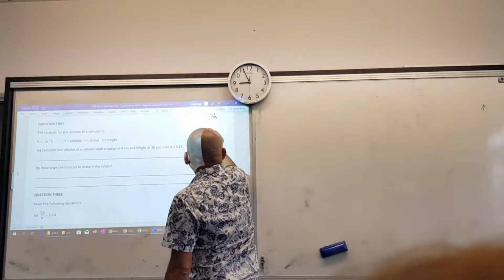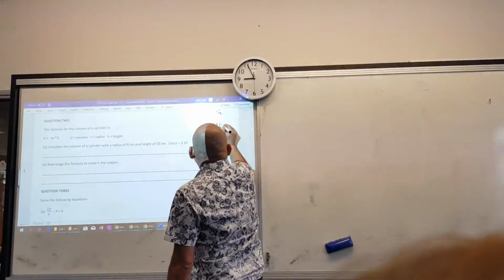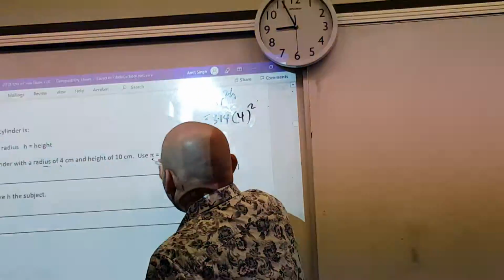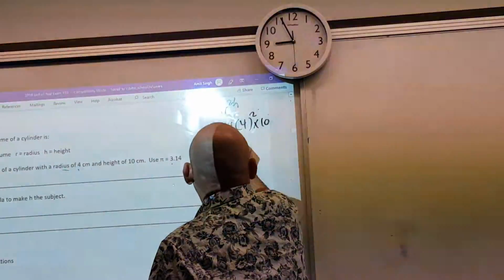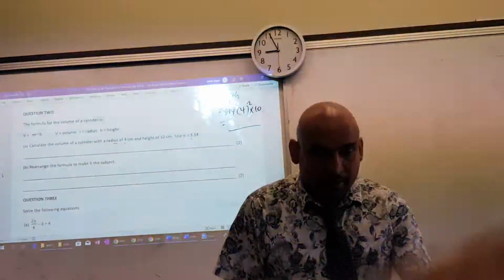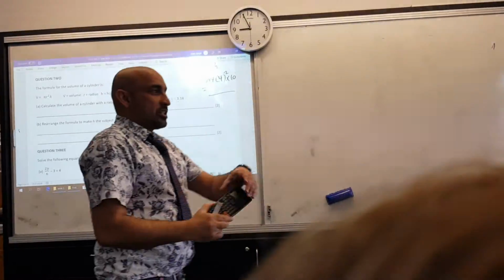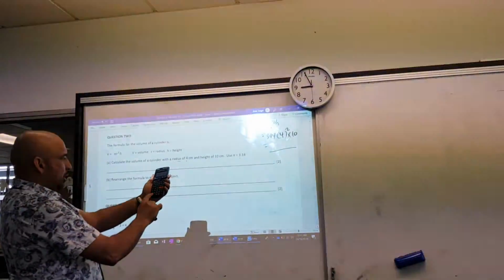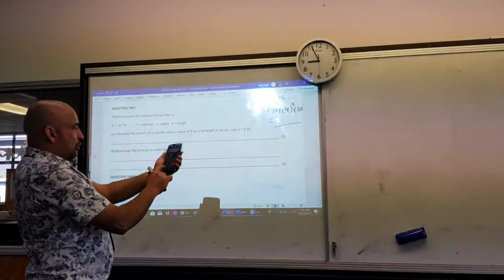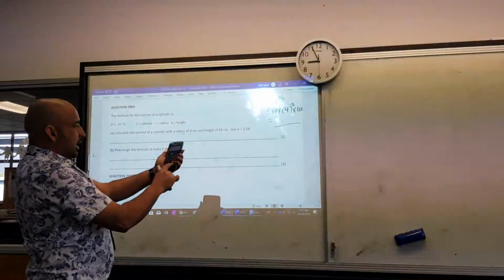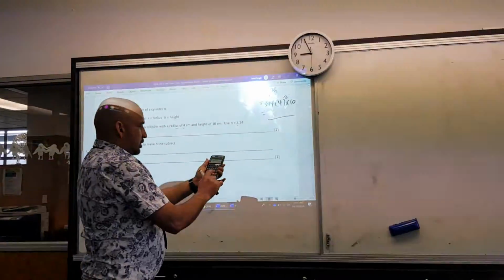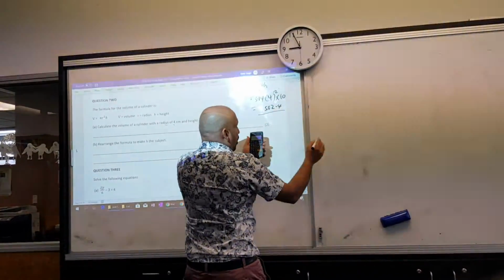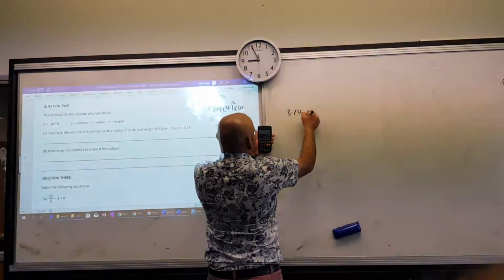What's my pi? 3.14. My r is 4 cm, so 4 squared. My height is 10. So you grab a calculator, guys. It's just about pressing the numbers there. So 3.14 times 4 squared times 10, which is 502.4.